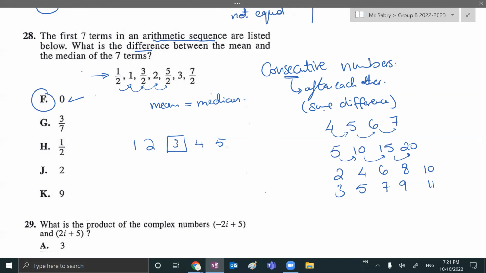Does this make sense? Yes. Are you all good?